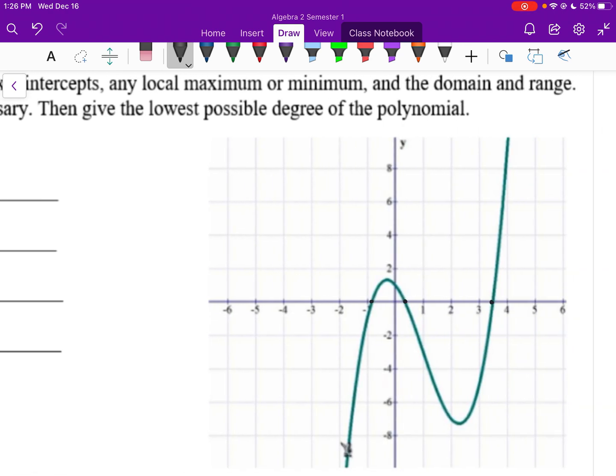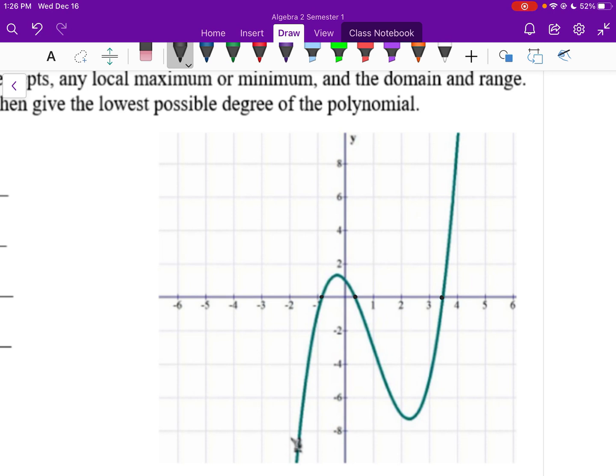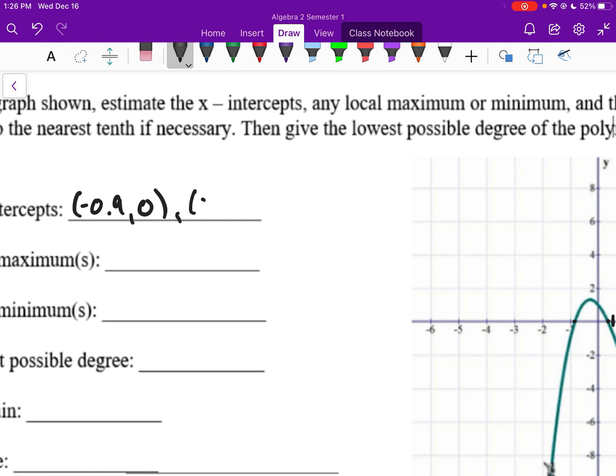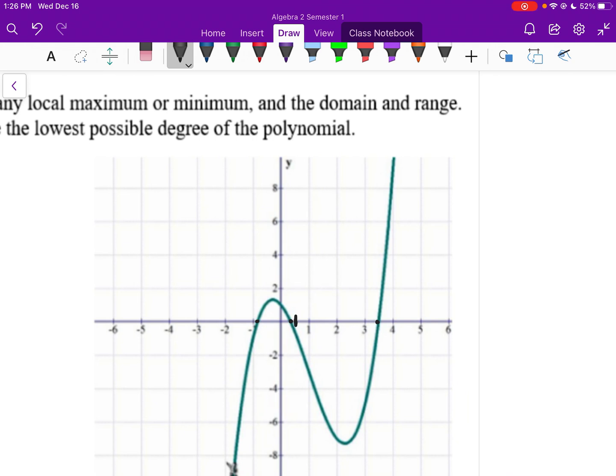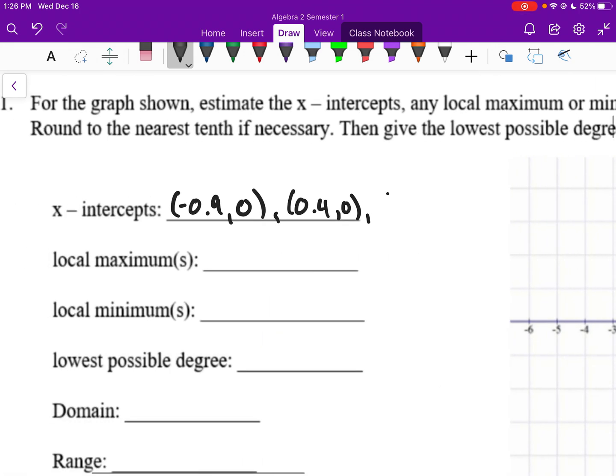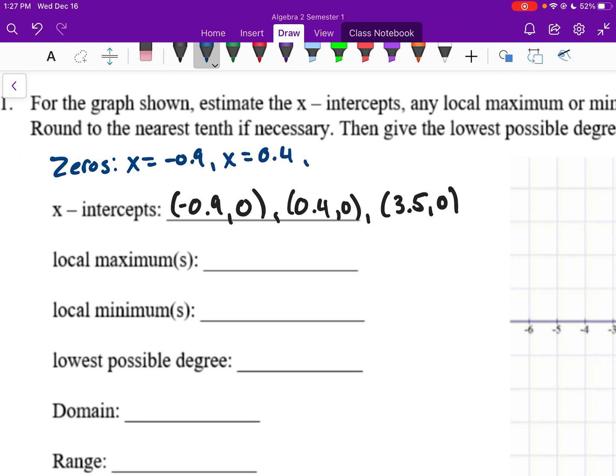And for that next one, halfway is about there and it doesn't quite make it there, so I'm going to say 0.4. So (0.4, 0). And then finally that last one, it looks like it crosses right in the middle between 3 and 4, so I'm going to say (3.5, 0). Now, remember, if I was to ask for zeros instead of x-intercepts, in that case, you're just telling me the x values. So know the difference if I was to ask you for x-intercepts or zeros. There is a difference in how we write them.